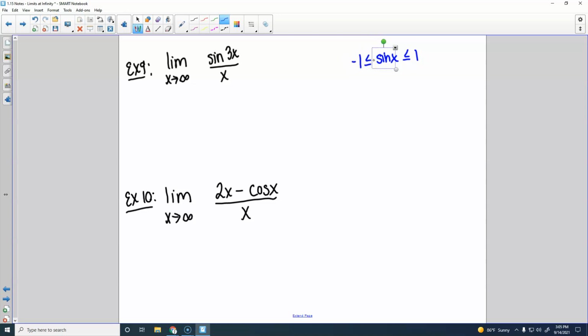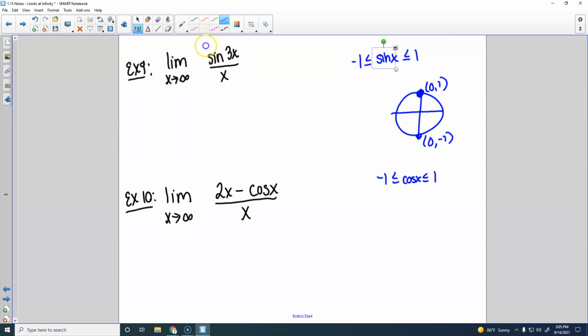Negative 1. So on the unit circle, the biggest it ever is 1, like at the top of the unit circle here. That's the y coordinate. It's 1 right here. And the lowest it ever goes down here is negative 1. So sine is always between 1 and negative 1. Same thing for cosine. Negative 1 is always less than or equal to cosine of x, which is less than or equal to 1. It's always between negative 1 and 1.